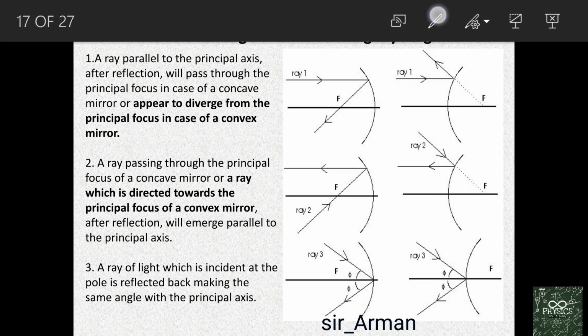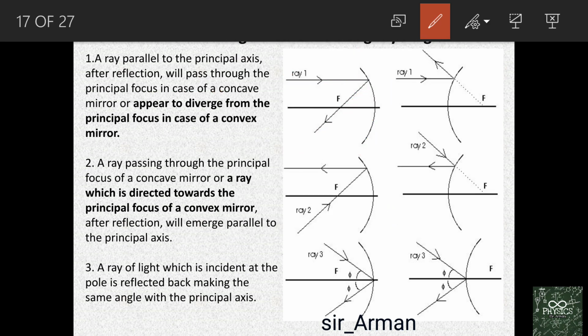So, the first rule to know where the image will form and what is its size and nature. To know this, we should know these four rules. The first rule is a ray parallel to the principal axis, means this ray, right? It is parallel to the principal axis. So after reflection, it will pass through the principal focus. That is, after reflection, this ray will pass through the focus in case of a concave mirror.